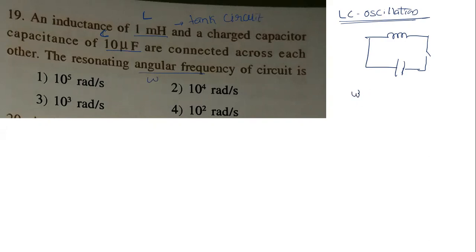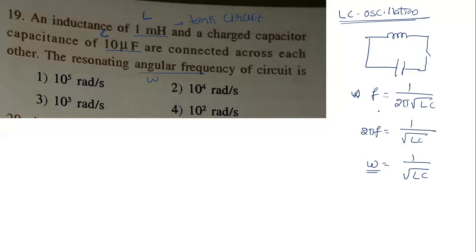That is omega. We proved there F equal to 1 by 2 pi root LC. That is the frequency, but we want omega, right? 2 pi will go to this side, it becomes 2 pi F equal to 1 by root LC. 2 pi F means omega. Omega equal to 1 by root LC. So omega is the resonating angular frequency. If they ask for linear frequency, you need to find F. For angular frequency, you need to find omega. So I'm going to take the equation omega equal to 1 divided by square root of LC.